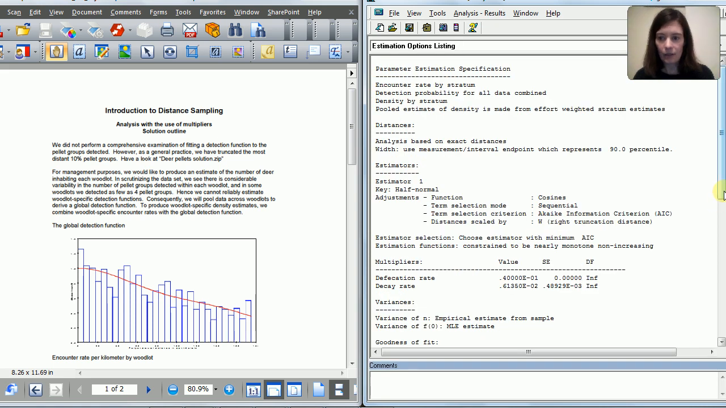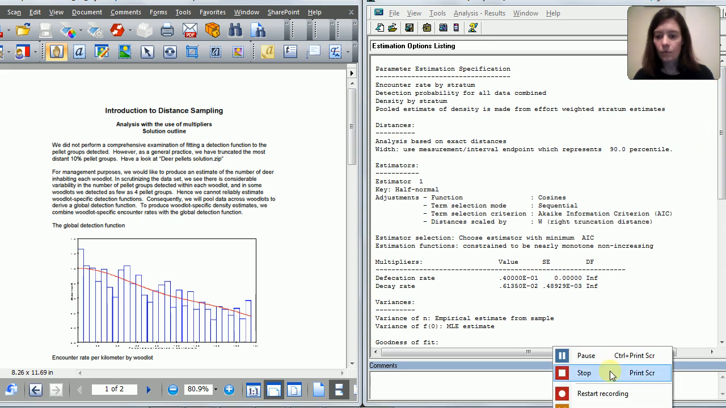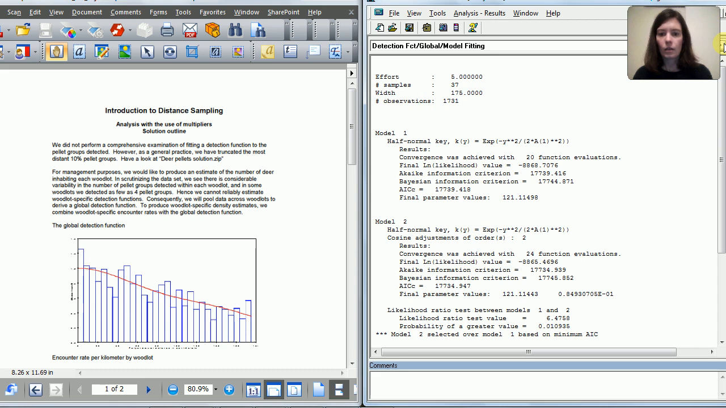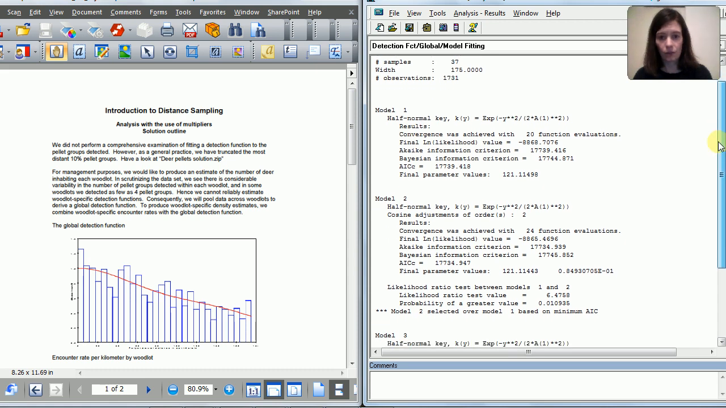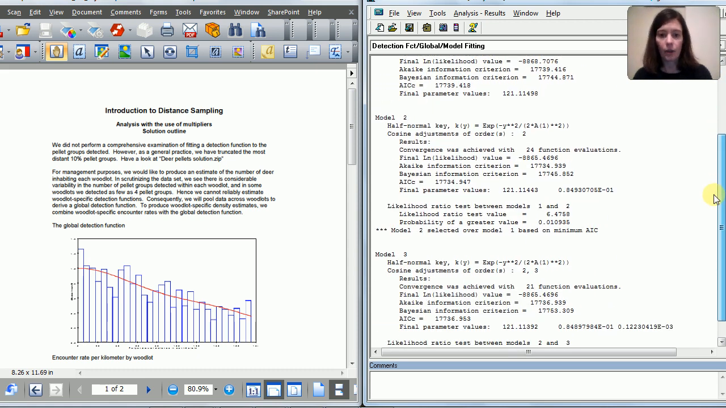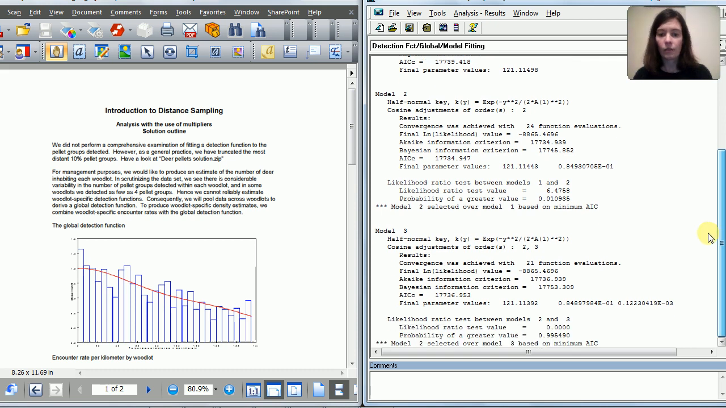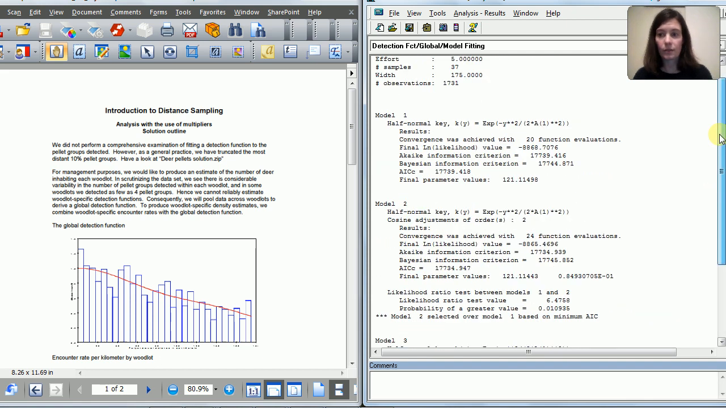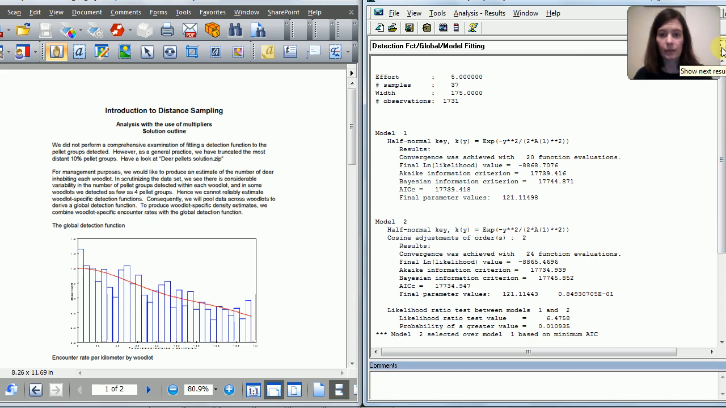So let's take a look at some of the results. If we take a look at the model fitting first of all with this half normal, you can see that it first tried just a half normal on its own. It then tried one cosine adjustment, followed by a third model with 2 cosine adjustments, but based on AIC, it selected model 2, so that's the detection function we're working with in this case.